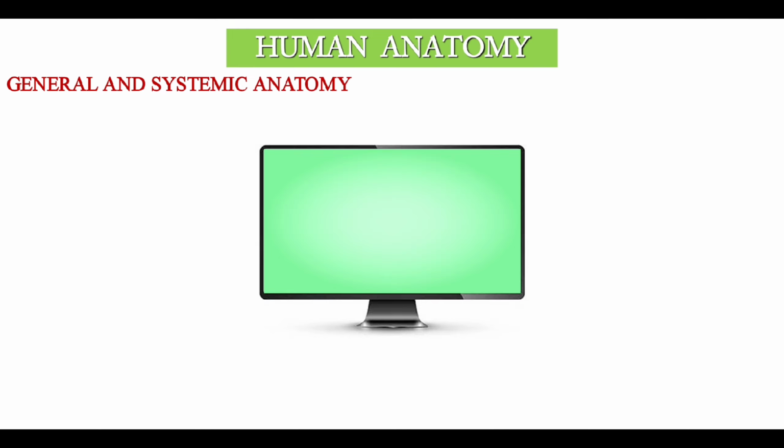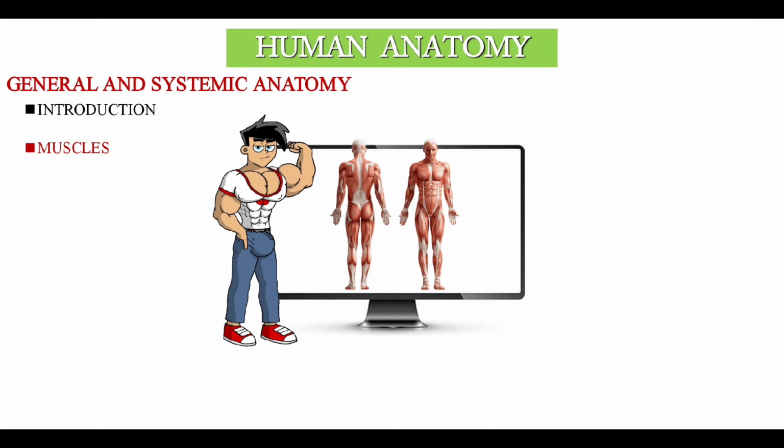General and systemic anatomy. First of all, introduction and scope of anatomical terms, anatomical position of the body, and connective tissue, fibrous tissue, tendon, aponeurosis, cartilage. Now our second topic is muscle. In this we have to study voluntary and involuntary muscle, short description of the structure of different muscles, classification of voluntary muscles, origin and insertion.